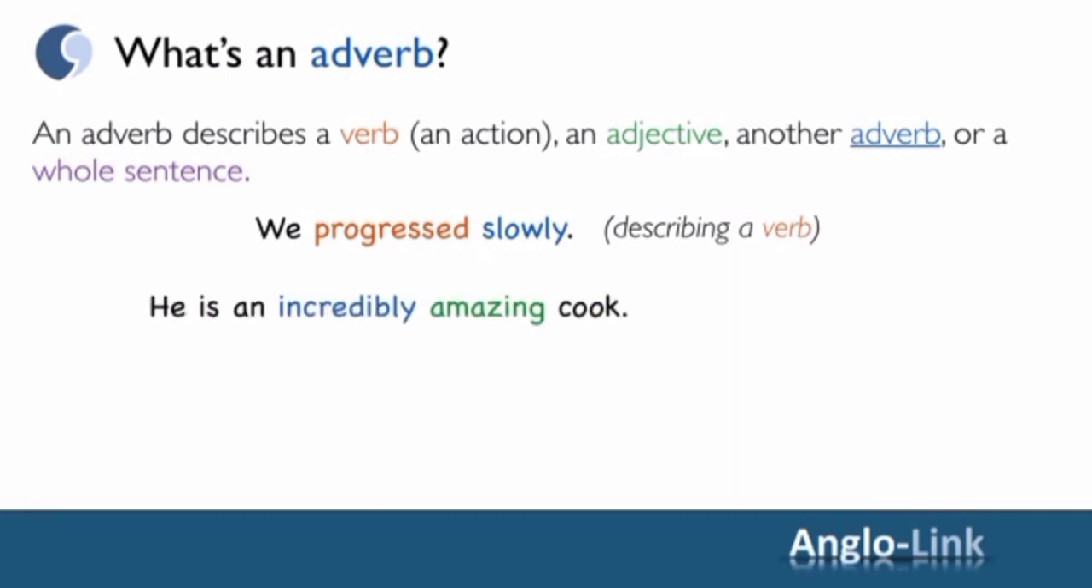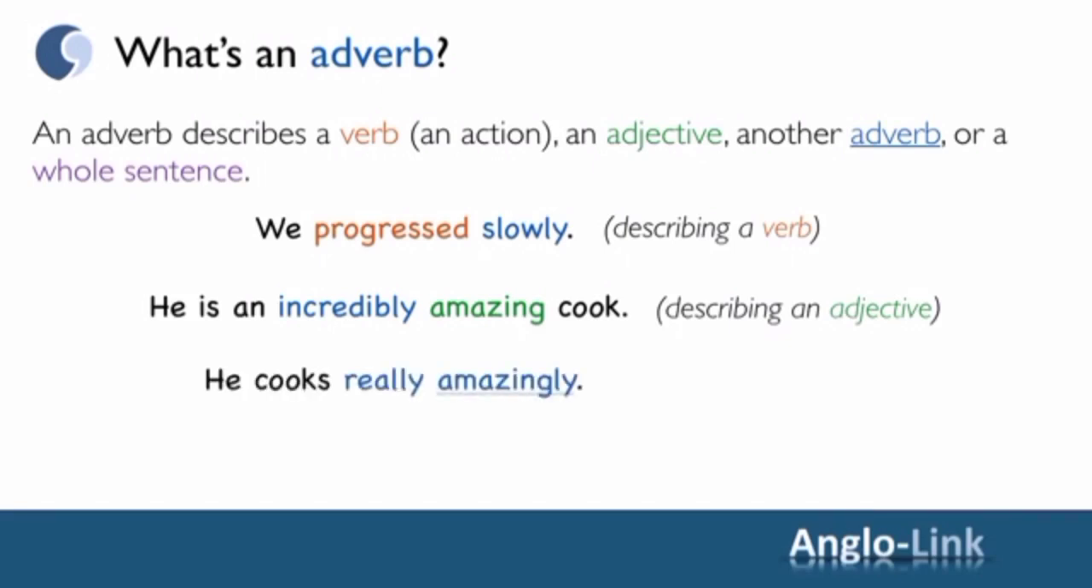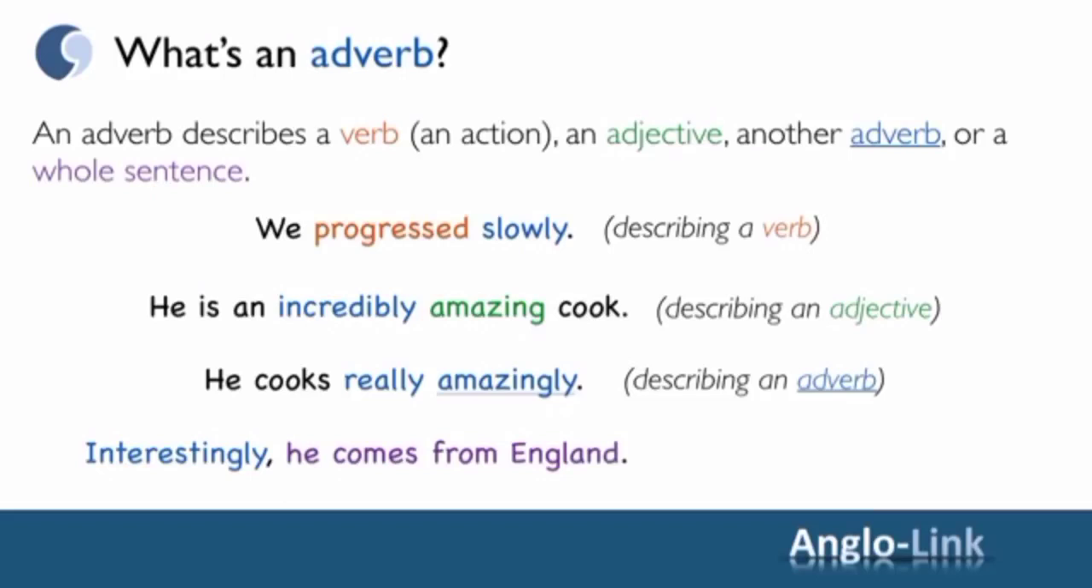He is an incredibly amazing cook. Incredibly is an adverb that tells us more about amazing, the adjective. He cooks really amazingly. Here, really is an adverb telling us more about another adverb, amazingly. And finally, interestingly, he comes from England. Interestingly relates to the whole sentence, he comes from England.